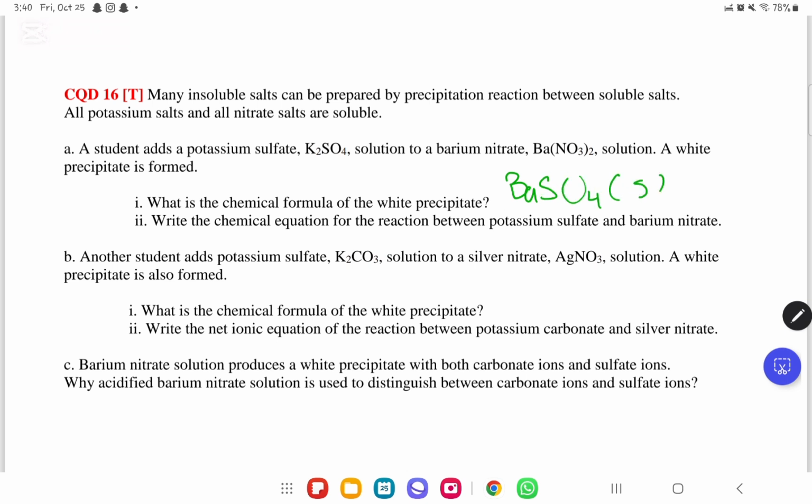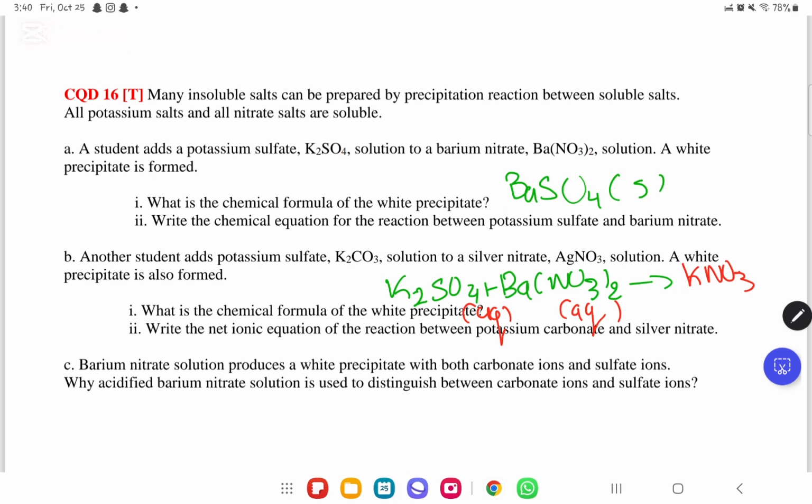Now they need us to write the chemical equation for the reaction between potassium sulfate and barium nitrate. Very simply, you can do K2SO4 plus Ba(NO3)2. Also, don't forget to put aqueous because they were both soluble before. So aqueous will release what? It will release KNO3. How did we get it? We mixed the ions.